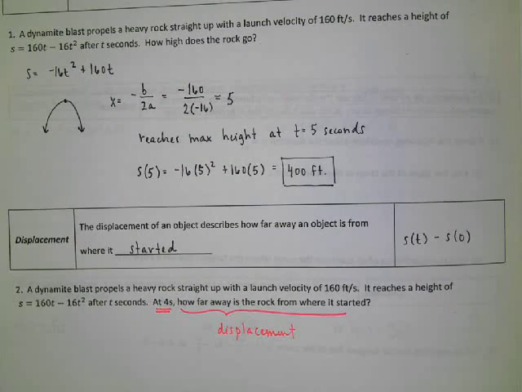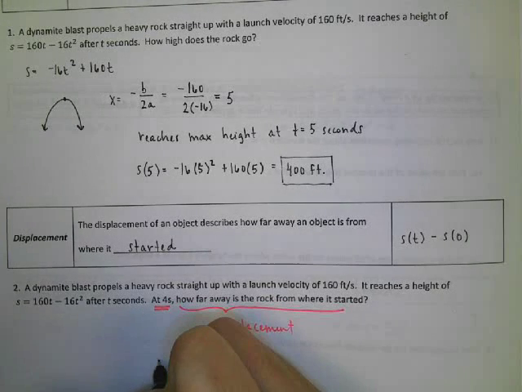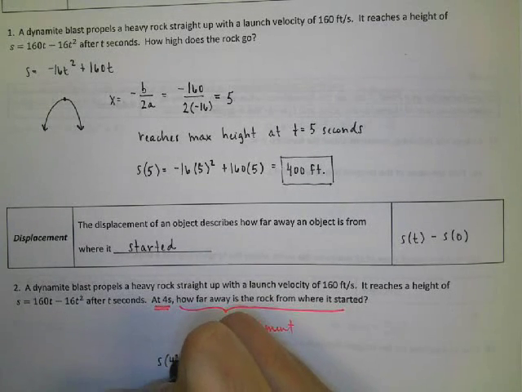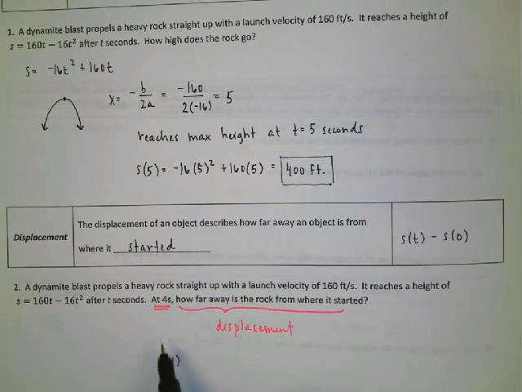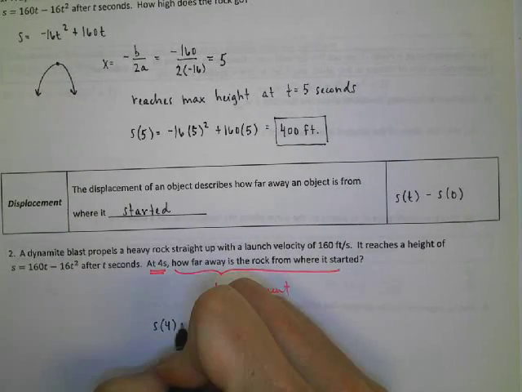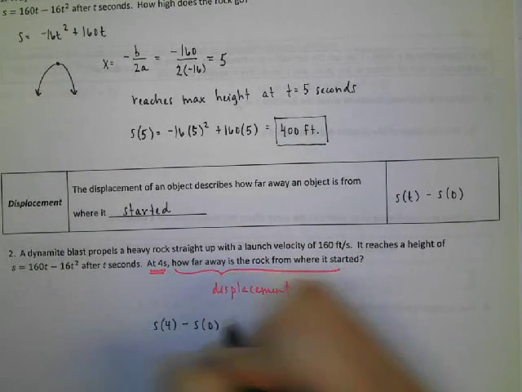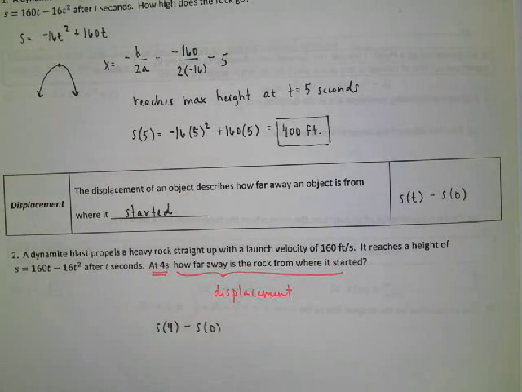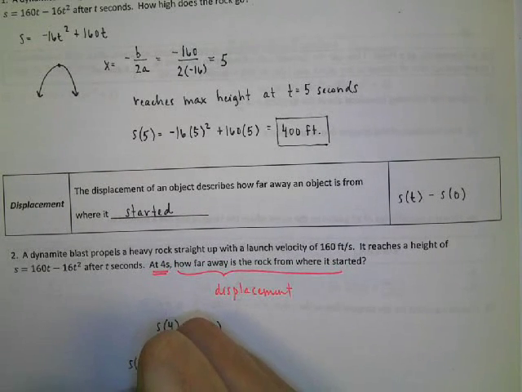So again, we're just calculating s of 4 because we want to know at 4 seconds. So what is s of 4 minus s of 0? So I'm going to calculate s of 4.